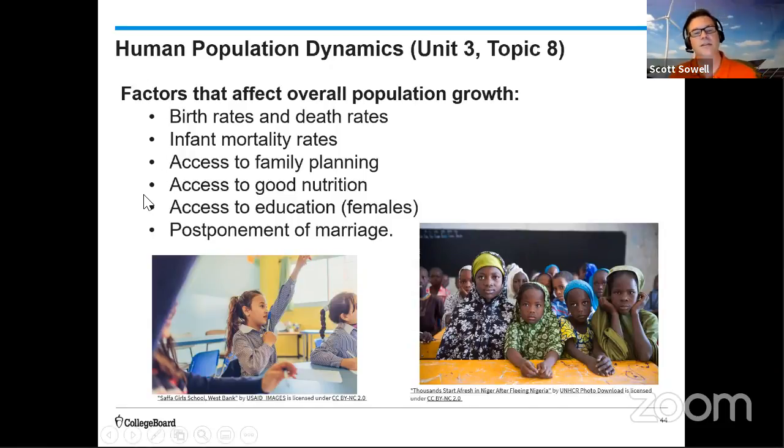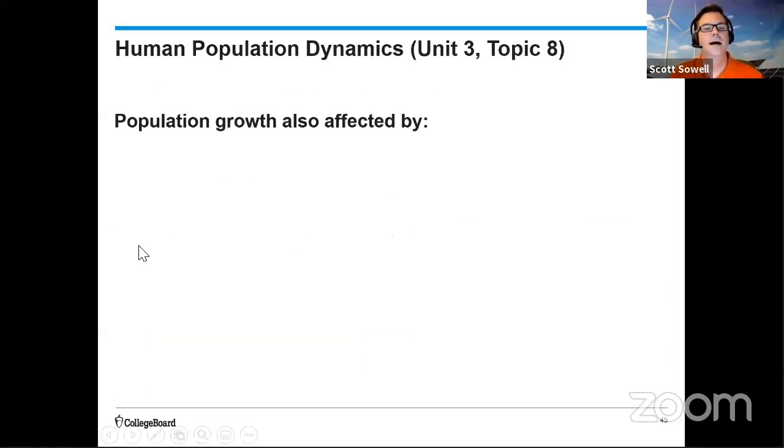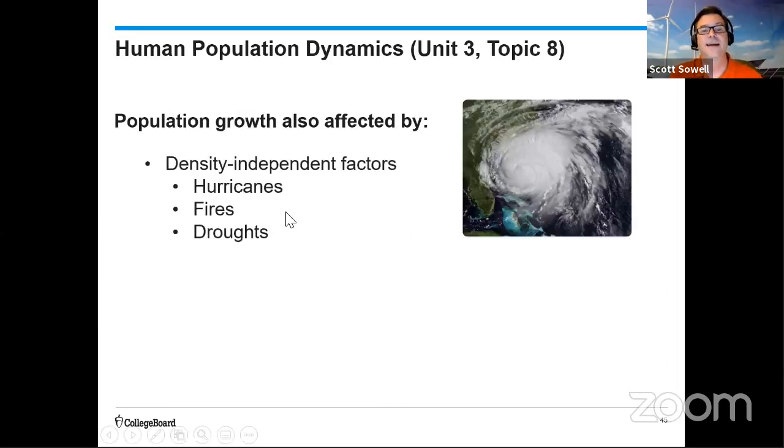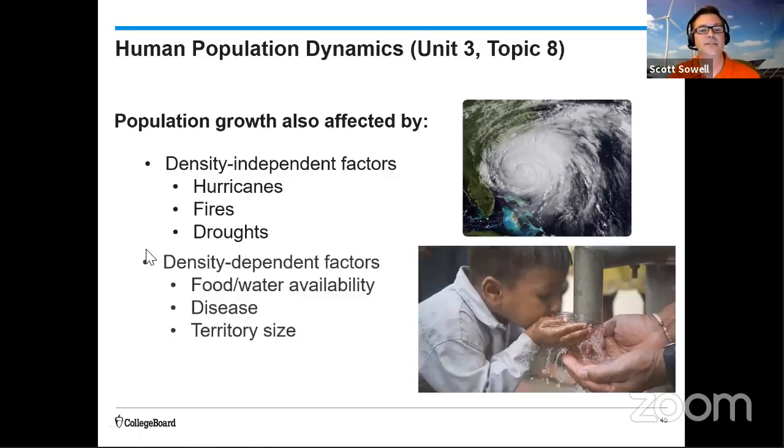So instead of going into those case studies, I thought we would just take a broader look here and look at the themes. So it's also affected by density-independent factors, like a hurricane or a fire or a drought, as opposed to density-dependent factors such as food and water, other resources, disease, or territory size.